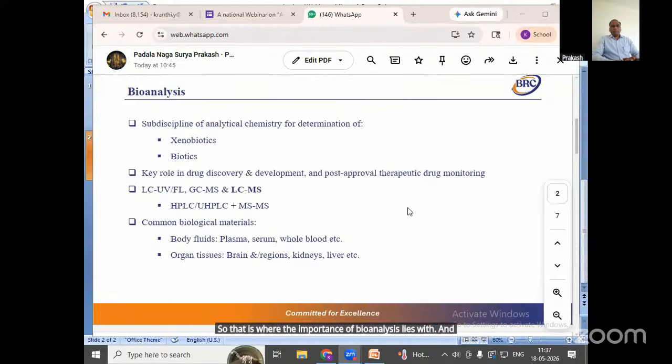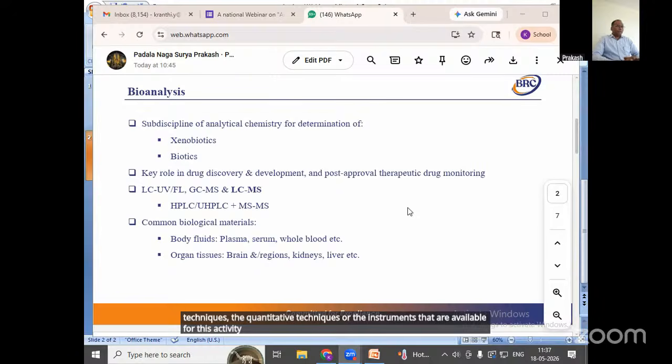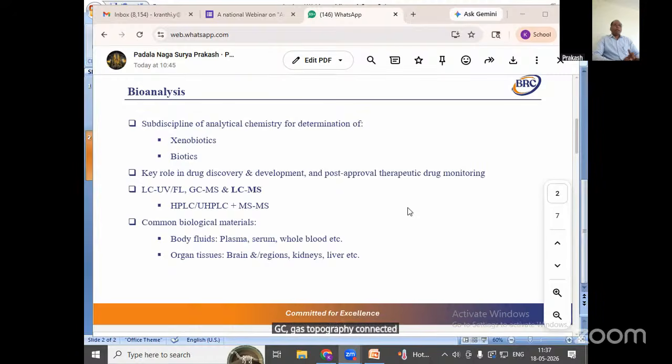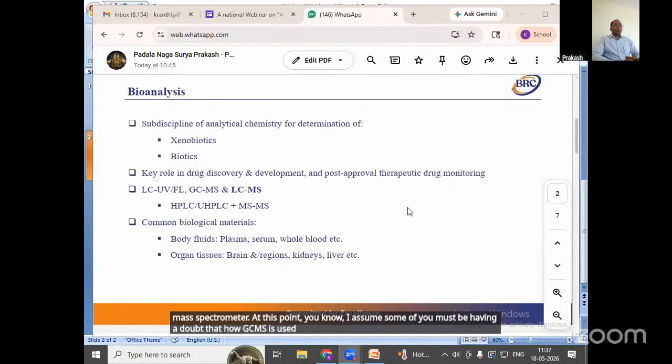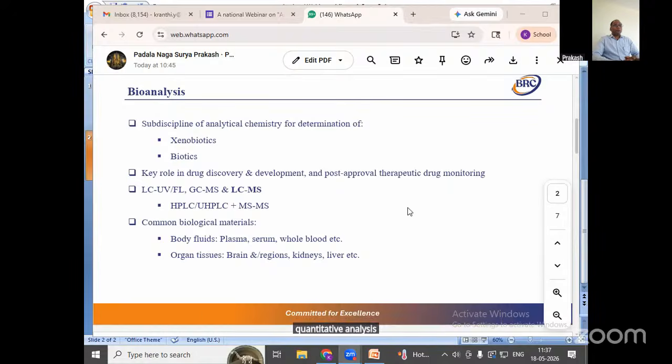And coming to the techniques, the quantitative techniques or the instruments that are available for this activity, are LC connected with UV or fluorescence detection, GC, gas chromatography connected with MS, and liquid chromatography connected with mass spectrometer. So at this point, I assume some of you must be having a doubt, how GC-MS is used for quantitative analysis of therapeutic molecules or compounds in biological materials? Yes, it is very much important.